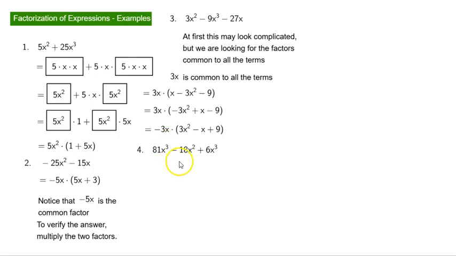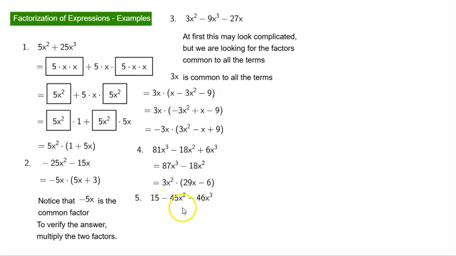Okay, 81x cube minus 18x square plus 6x cube. Now, before you proceed with factorization, check whether we can simplify it. Which means, are there any like terms? We do have like terms, 81x cube and 6x cube. So, combine them, we get 87x cube minus 18x square. Are there common factors? x square is common to both of them. But what about 87 and 18? They are both multiples of 3. So 3x square is common, we factor it out, times 29x minus 6.